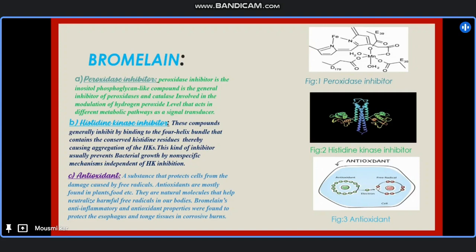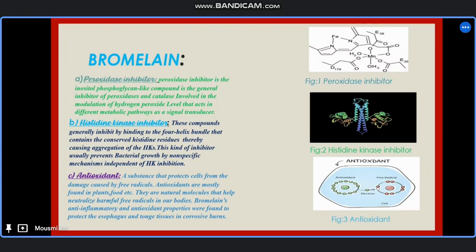Next, histidine kinase inhibitor. These compounds generally inhibit by binding to the 4-helix bundle. The 4-helix bundle is a recurring structural motif in proteins that contains the conserved histidine residues, thereby causing aggregation of the HKs. This kind of inhibitor usually prevents bacterial growth by a non-specific mechanism independent of HK inhibition.